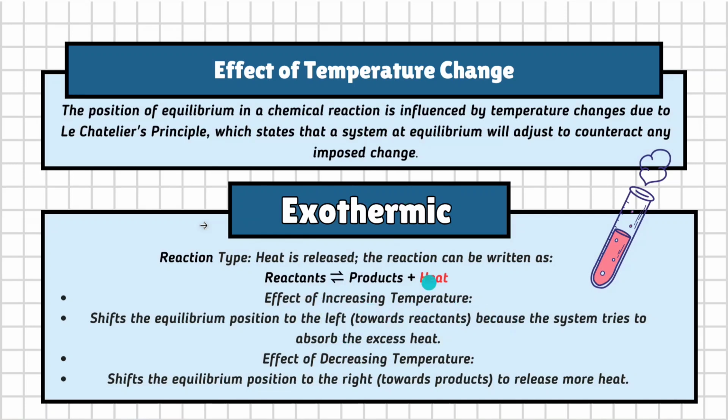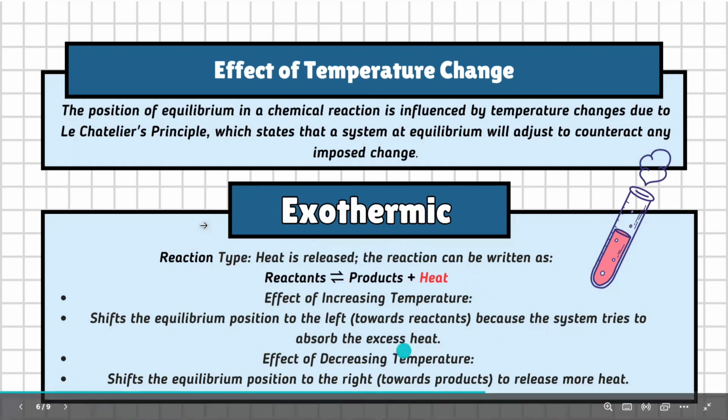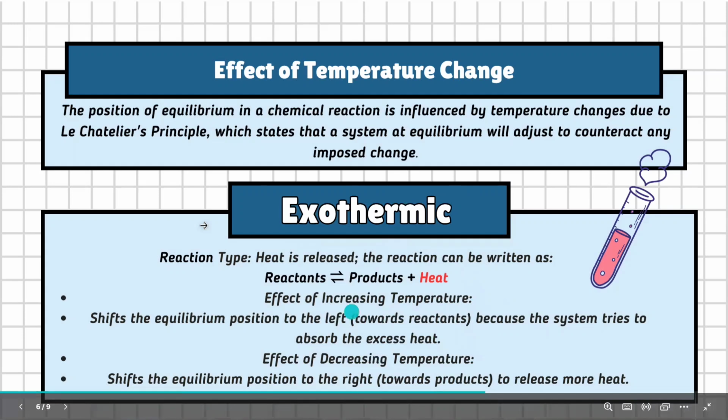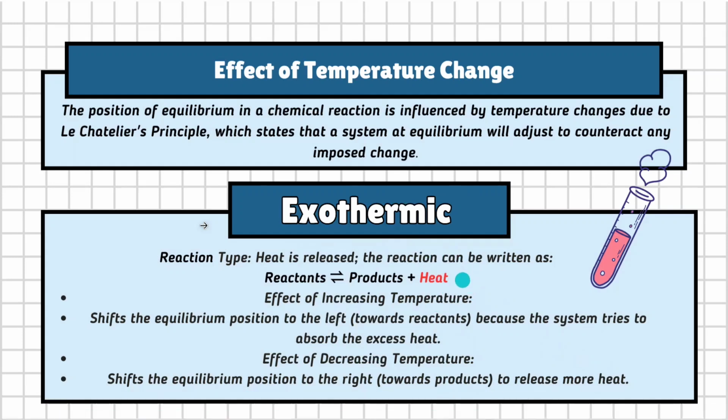Why? Because as you know, if you increase something on the product side, it will go toward the reverse direction to readjust the equilibrium. So the system tries to absorb the excess heat. And if you decrease the temperature, then equilibrium will shift toward the right to release more heat, because now you are decreasing something from the product side.